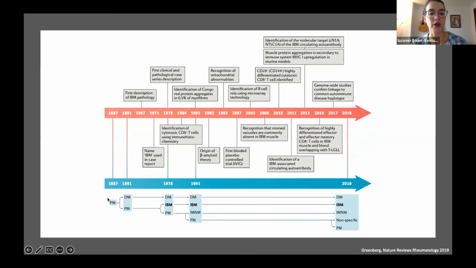Initially, everything was polymyositis. And then over time, we found out that some patients had a rash. Then we defined them as dermatomyositis. In the 1970s, we identified inclusion body myositis. So the polymyositis group became smaller and smaller over time. And nowadays, they are quite rare.